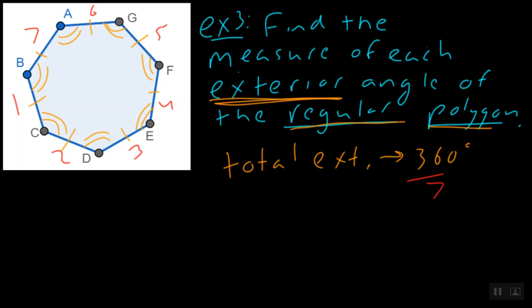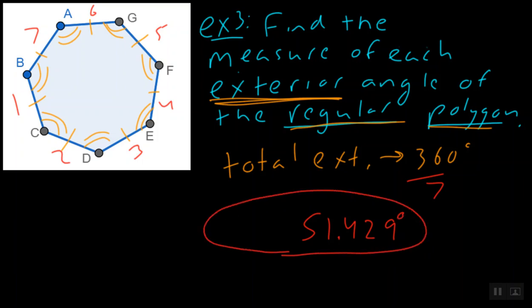So let me just try it out. 360 divided by 7 will give us 51.429. Now guys, I'm going to start trying to go out to 3 decimal digits if possible. Okay, now one final thing. What do you call something with 7 sides? This is probably an unfamiliar shape. We call this a heptagon. And by the way, it's a regular heptagon.